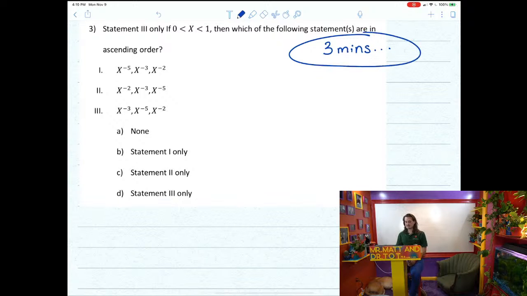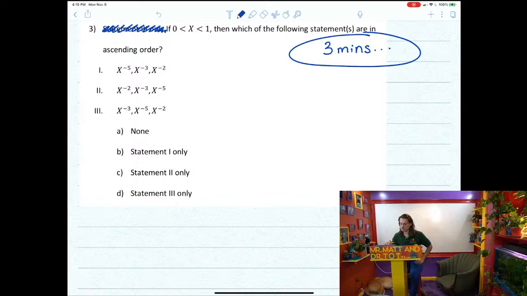Question 3 reads, oh, why did that cut off? I'm sorry. That should be just if 0 is less than x and less than 1, then which of the following statements is or are in ascending order? We have statement 1 is x to the negative fifth power, x to the negative third power, x to the negative 2 power.